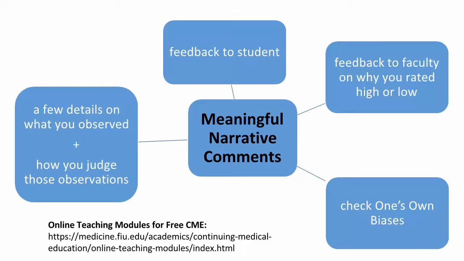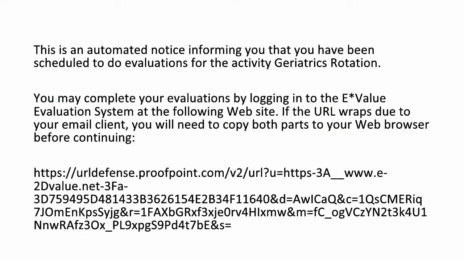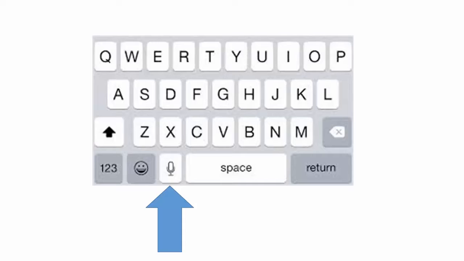We offer free CME for completing an online teaching module here at FIU entitled Module 1, Narrative Evaluations of Student Performance. This module can be found at the website on your screen. The module takes you in depth on writing narrative comments. To complete the CASP, you will likely receive an email that looks like this. One way to be efficient in completing the CASP and including comments is to click on this link on your smartphone. And again, then just click on your dictation button and dictate your comments directly into the CASP. Read over the comments because dictation is not perfect.